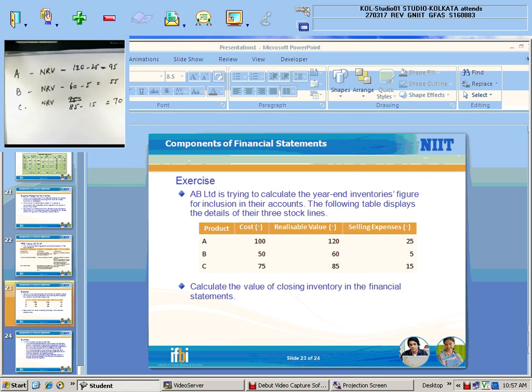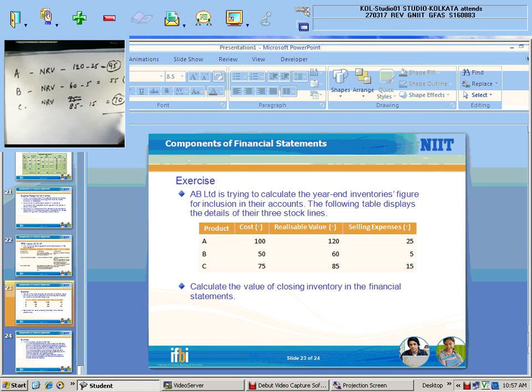Now for item A, cost is 100, NRV is 95, so we'll take NRV as the lower of the two as the value of the inventory. For item B, cost is 50, NRV is 55, so we'll take 50 as the lower of the two, 50 will be taken as the value of that inventory. And for the third item C, cost is 75 and net realizable value is 70, so the lower of the two, 70, will be taken as the value of the inventory.